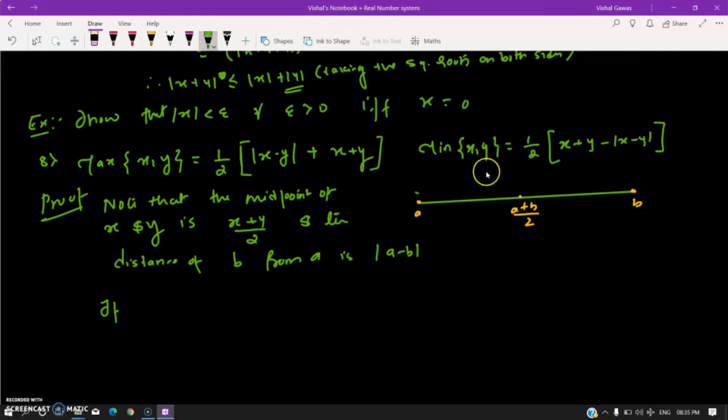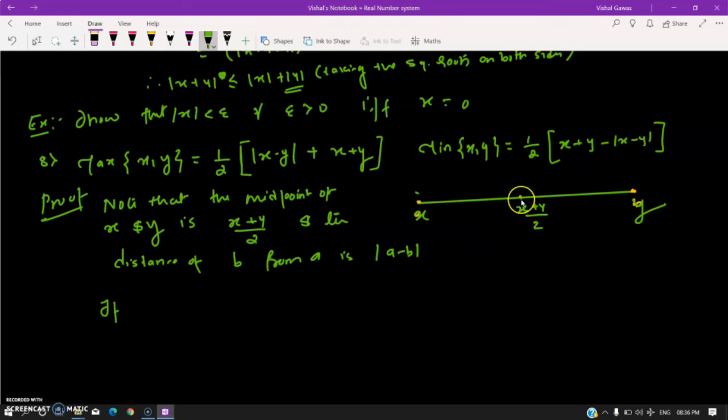So I want to find the minimum of x and y, and what is the maximum of x and y. Suppose my x is this, my y is this. Let me make a correction because I've used a plus b. So this is my midpoint, that is x plus y by 2, irrespective of what x and y are.